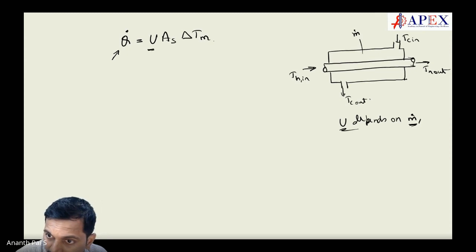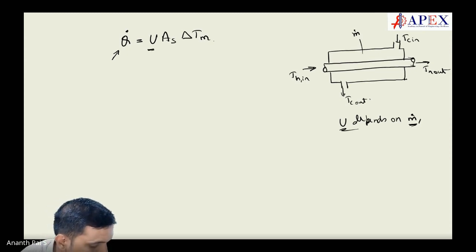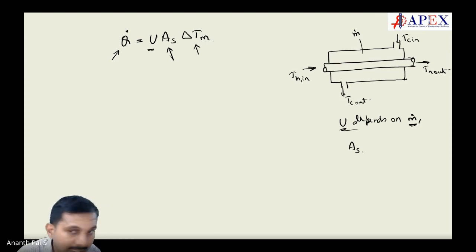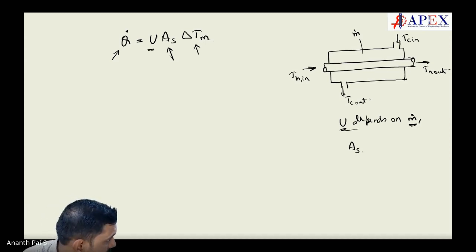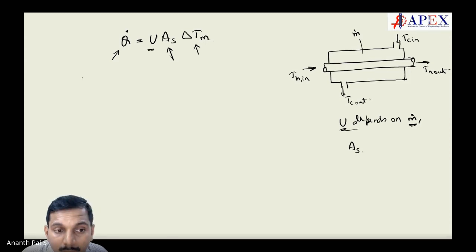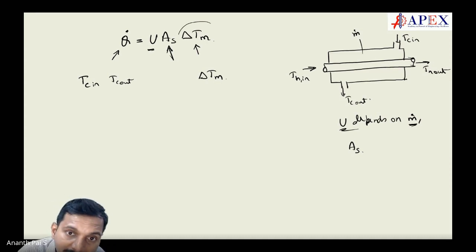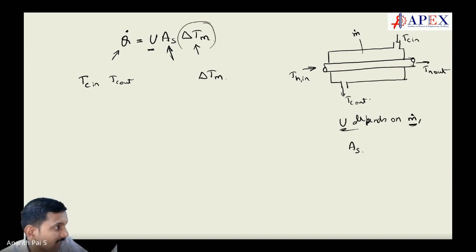So depending on the heat to be transferred, there are two things which have to be designed. One is the surface area, which has to be defined. When the surface area is defined, delta T mean changes. Delta T mean changes when the surface area is changed. What are the two things we have to design? One is TC in and TC out, and depending on that, delta TM changes. So when area is changed, delta TM changes. Then you have to correct the area so that Q dot remains the same.